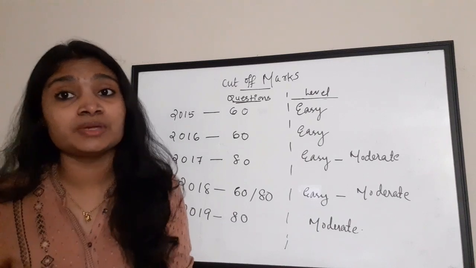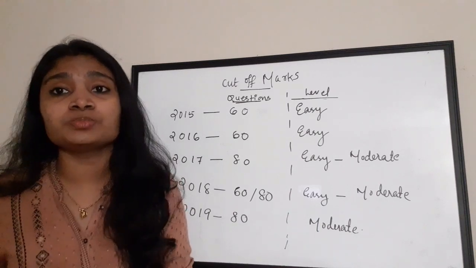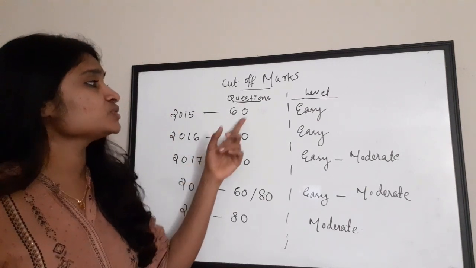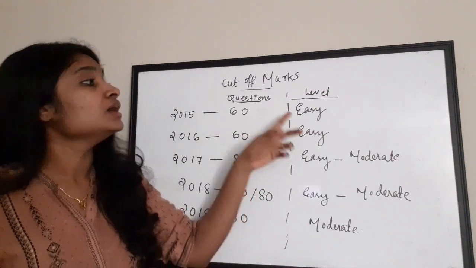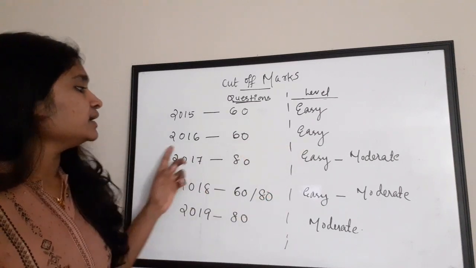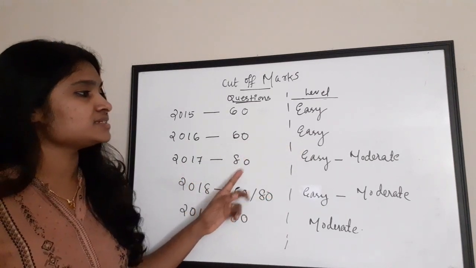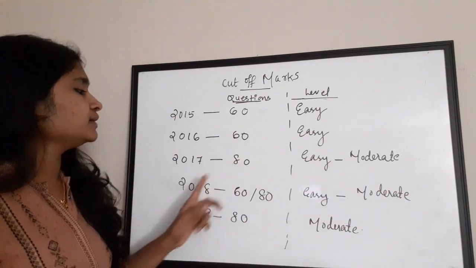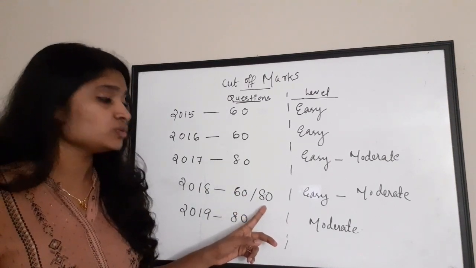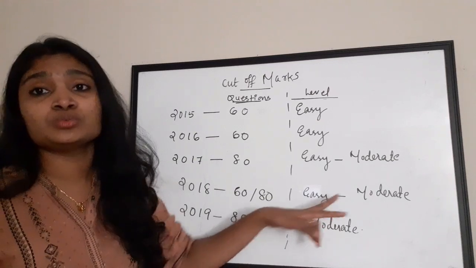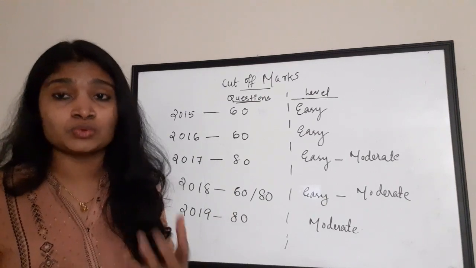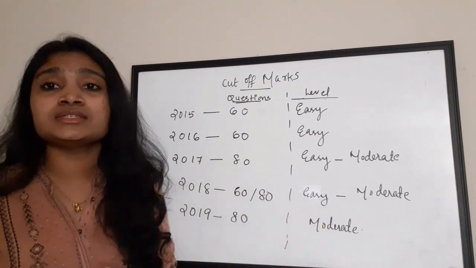Now let us see the level of question papers or the question patterns for the various previous year questions. For 2015 there were 60 questions. This was for the Bangalore location, and the level of question was easy. For 2016 there were 60 questions, and the exam was comparatively easy. For 2017 there were 80 questions, and the level was easy to moderate. For 2018 there were 60 questions for the Bangalore location, and for the Trivandrum location there were 80 questions, and the level was easy to moderate. For 2019 there were 80 questions, for the Trivandrum location post of technical assistant, and the question level was moderate.